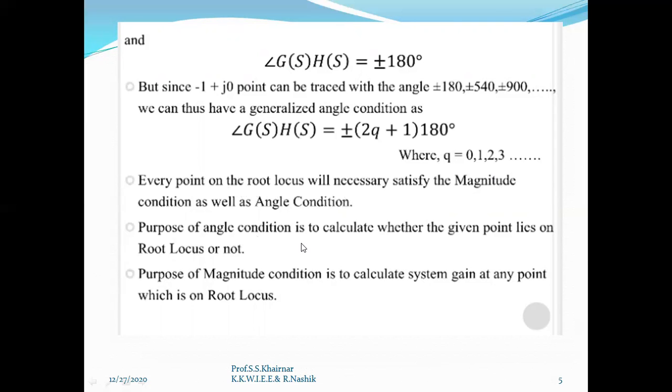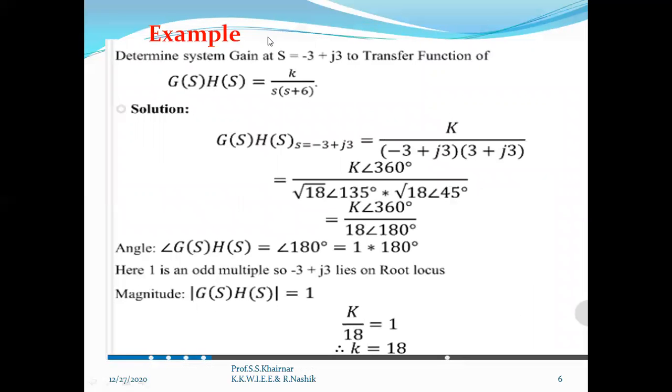What is the purpose of the angle condition? It is to check whether a given point lies on the root locus or not. And what is the purpose of the magnitude condition? It is to calculate the gain at any point which is on the root locus. So we will take one example and find whether that point lies on the root locus. I will take one blackboard. This is the open board and I am sharing.